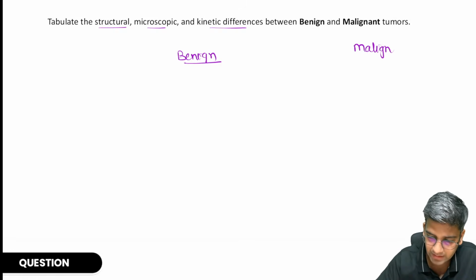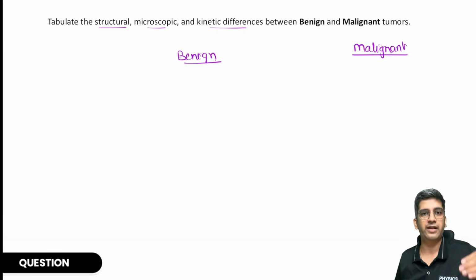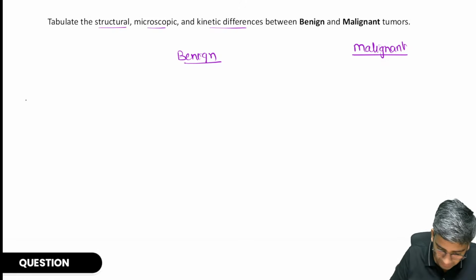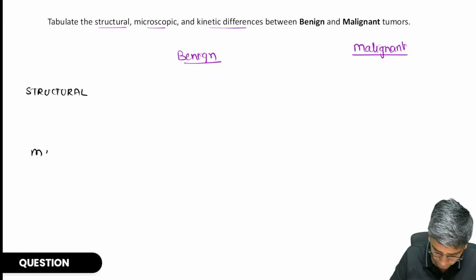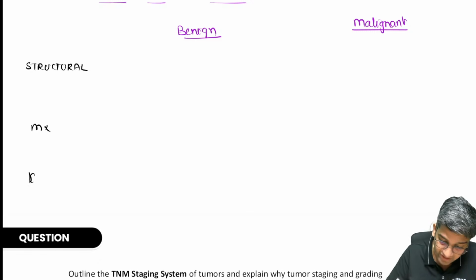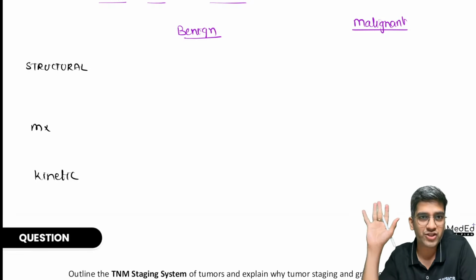You're going to tabulate. And please, when they ask tabulate, don't write a theory paper. Don't write a paragraph. They've told to tabulate. Just tabulate them, right? Here, I want you to write what they have asked to tabulate. Structural features, microscopic features, and your kinetic features. If there's anything extra, let's write. But I have to make sure I should complete whatever has been asked here, right?